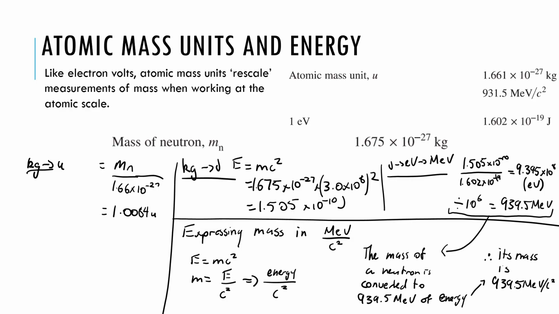We can also yield this number by converting our original measurement of mass for the neutron in atomic mass units that we did at the beginning. By multiplying the number of atomic mass units that we have by the mass expressed in mega electron volts per c squared for one single atomic mass unit, we yield exactly the same value.